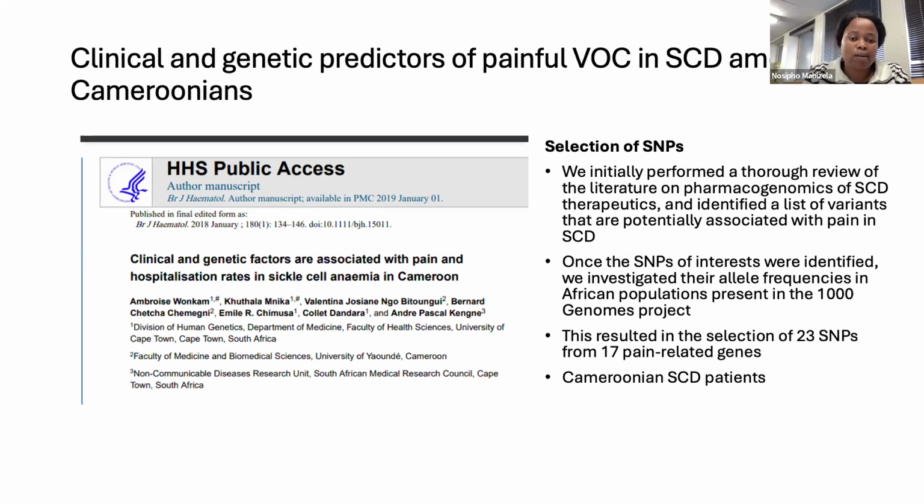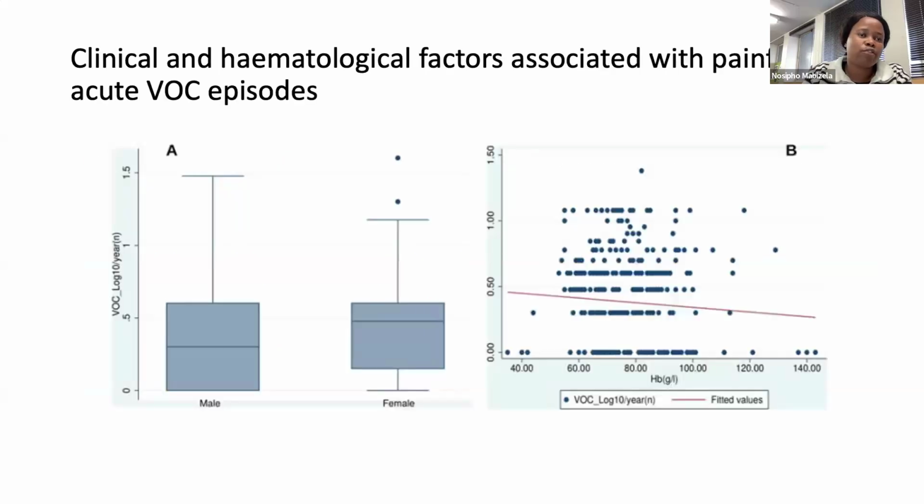Then we validated this genotype using Sanger sequencing, just to make sure whatever we call homozygous is homozygous, and whatever we call heterozygous is heterozygous. When we did our analysis, we saw that there was a correlation between the number of vaso-occlusion crisis and gender, or sex. It has been reported in papers that gender does influence pain. Someone will say maybe men are stronger, or they don't express pain, and women express more pain. I think it's a discussion for another day.